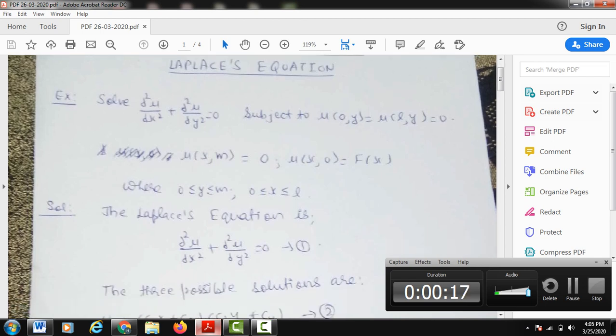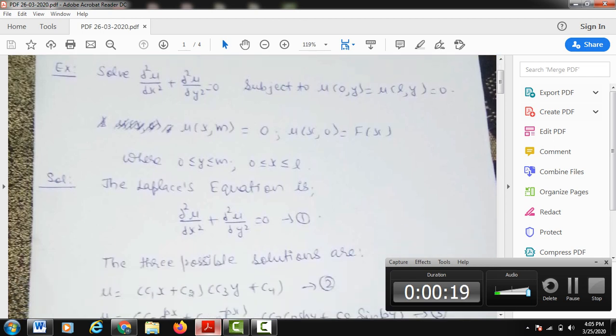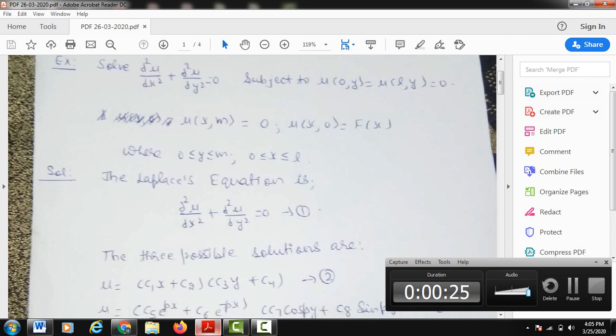So we have the question, you can see on the screen: solve this Laplace equation subject to these boundary conditions. The conditions are u(0,y) and u(L,y) are 0, u(x,M) is 0, and u(x,0) is f(x), where y varies from 0 to M and x varies from 0 to L. So let us solve this numerical now.